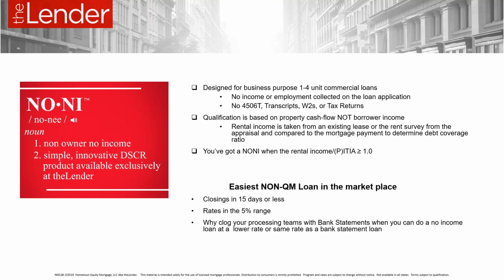It's designed for the business purpose 1 to 4 unit commercial loan. We call it a commercial loan because it's a business purpose loan for real estate investors. As of today, I don't have a Noni on commercial assets, so don't get confused. What's beautiful about Noni is there's no income. There's no tax returns. There's no waiting on 4506Ts. You qualify simply off rents: either they cover your mortgage or they do not. We make it easy for you, and you will see the tools that we provide as we move through these slides. So with Noni, you either DSCR at 1% or you don't.